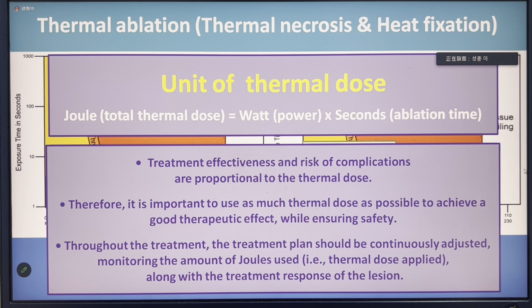Therefore, it is very important to use as much thermal dose as possible to achieve a good therapeutic effect while ensuring safety. Throughout the treatment, the plan should be continuously adjusted, monitoring the amount of joules used along with the treatment response of the lesion.